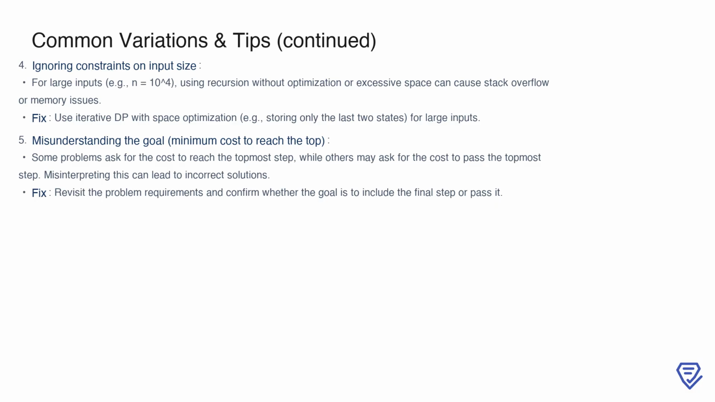Additionally, it's important to understand the problem's goal clearly. Some variations ask for the minimum cost to reach the topmost step, while others focus on passing the topmost step entirely. Misunderstanding this distinction can lead to incorrect results. Always revisit the problem requirements to confirm whether the final step should be included or excluded in your calculations.